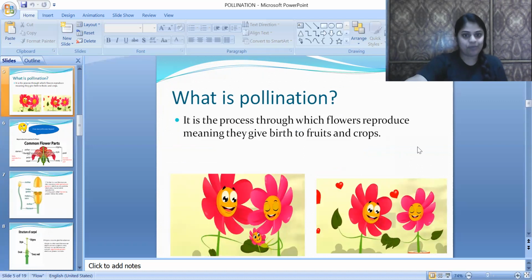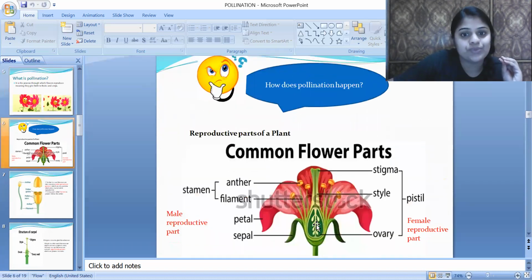We start our topic. What is pollination? Just try to learn from the images. Pollination is the process through which the plant reproduces. What is the meaning of reproduce? It means they give birth to fruits and crops. I hope this is clear to you.